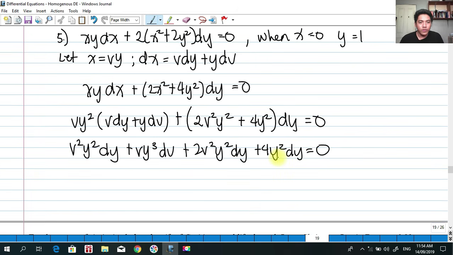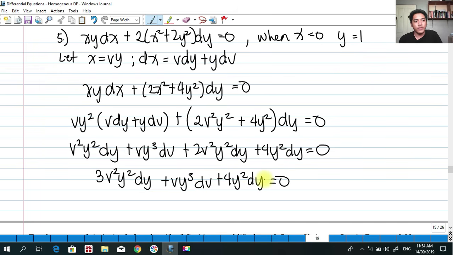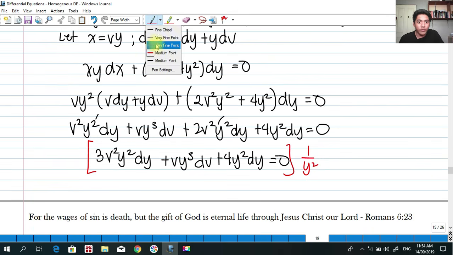So what we're going to do here is combine like terms: v squared y squared dy and 2v squared y squared dy give us 3v squared y squared dy, plus vy cubed dv plus 4y squared dy is equal to 0. We combine this and this, and it turns out to be 3v squared y squared dy. As you can see, we have a common factor inside our equation such that we can divide both sides of the equation by y squared.